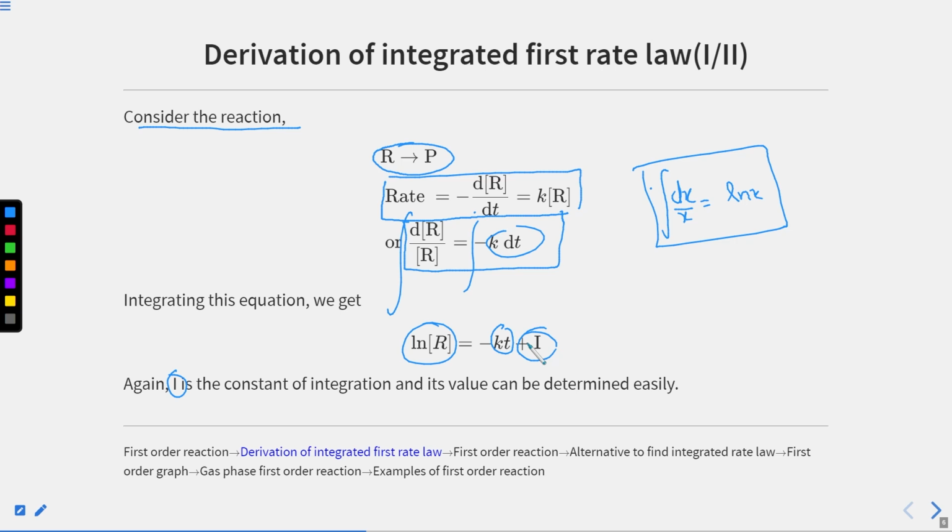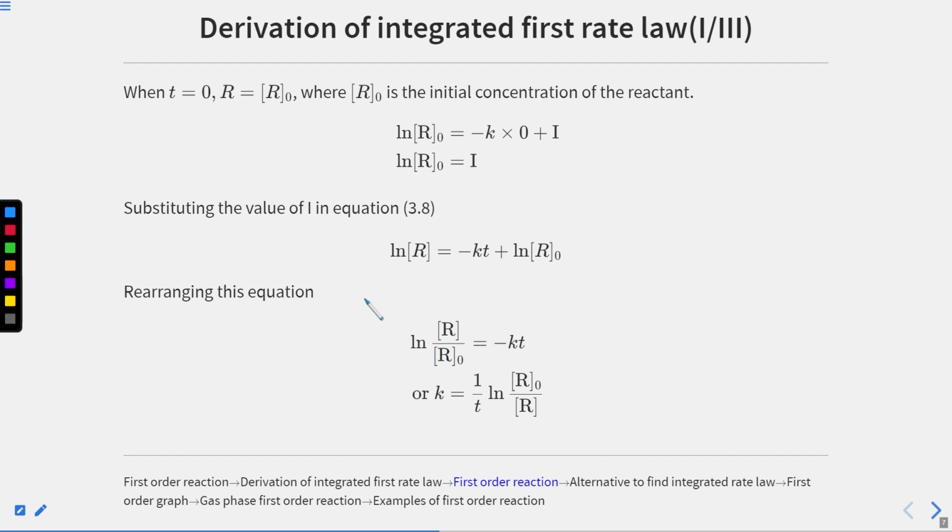So if we look at this equation which we have got, what we have to find now is this I. So how can we find it? Let us see. We will assume that at time t = 0, we have the concentration of R as [R]0, that is the initial concentration. So t = 0 is of course the initial time. Initial means starting time, and the starting time we have taken as 0, and the concentration at the starting time is taken as [R]0. So [R]0 here is the initial concentration.